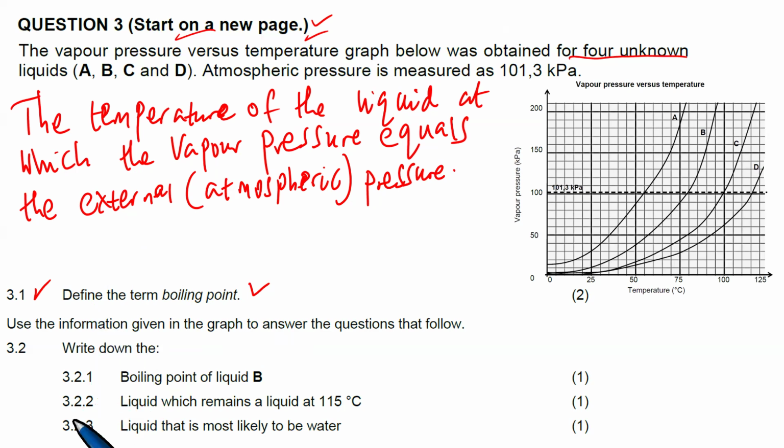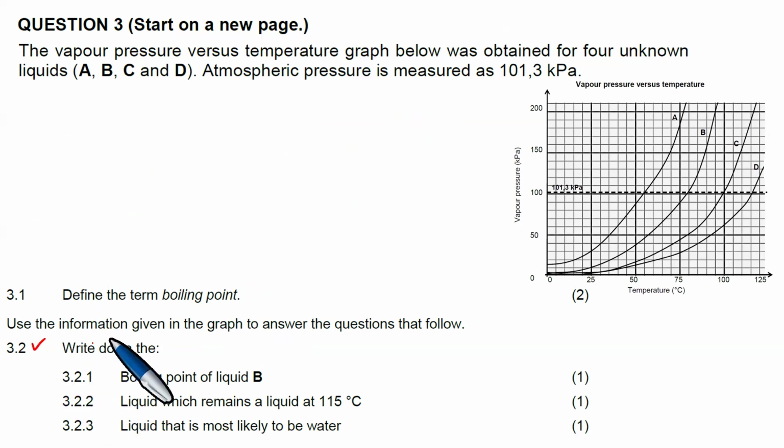Next question. In the next question, we're going to look at the information given in the graph to answer the questions that follow. Okay, here's the graph, and the graph has A, B, C, D. Now use the information given in the graph to answer the questions that follow. Write down the boiling point of liquid B. What is the boiling point of liquid B? Let's look at this together.